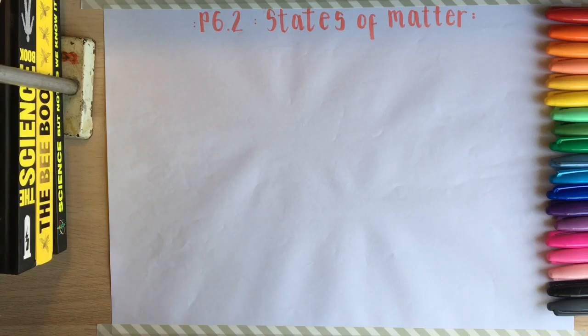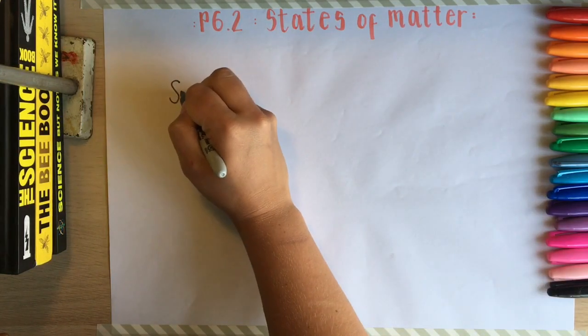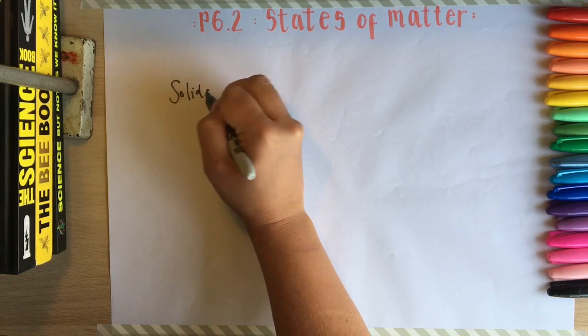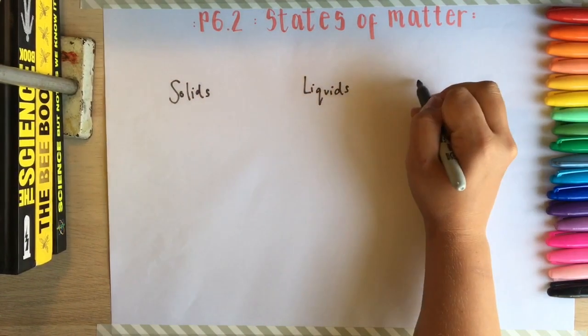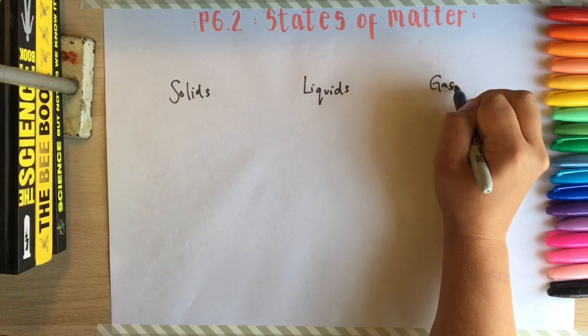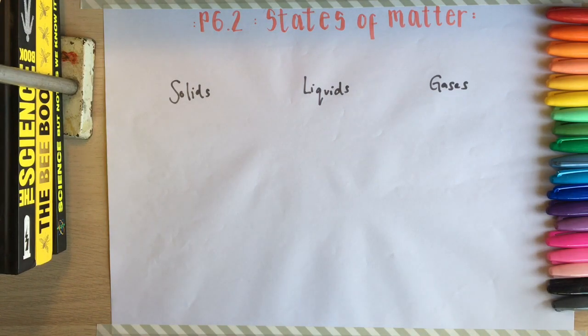When we talk about states of matter at GCSE, what we're talking about are three things. We're talking about solids, liquids, and gases. And you've come across these three states of matter lower down in the school, probably Year 7, and have talked about them. A lot of this stuff that we're going to cover should be quite familiar to you, but we're going to recap it.